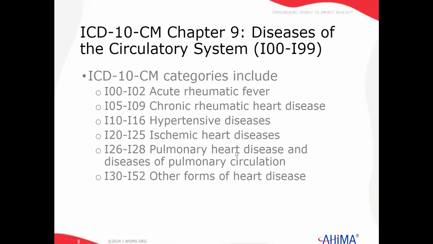And we have different categories. We have code categories for acute rheumatic fever, chronic rheumatic fever, hypertensive diseases, ischemic heart diseases, pulmonary heart disease, and other forms of heart disease. And again, if you think about these and how the chapter is arranged, sometimes this will help you. If you know something is acute rheumatic fever, it's going to fall in these code categories I00 through I02.